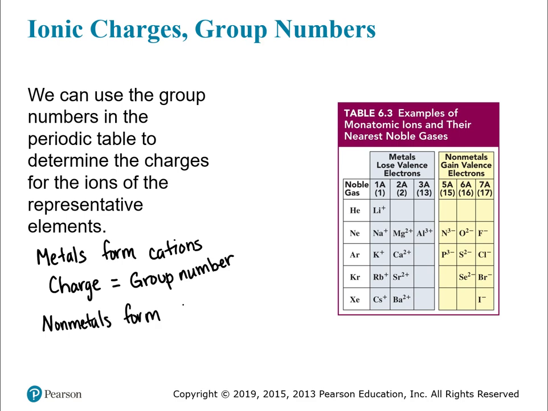Nonmetals form anions. For them, the charge is equal to the group number, again, the one that has the A behind it, minus 8. So if you're oxygen, you're in group 6A. 6 minus 8 gives you negative 2. That's the charge of the oxide ion.